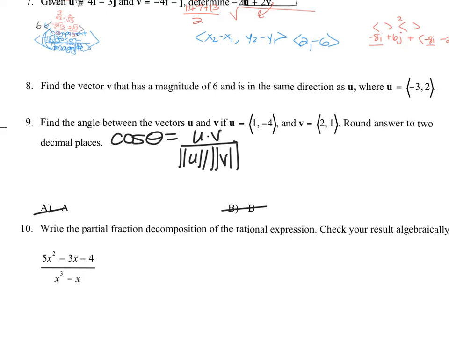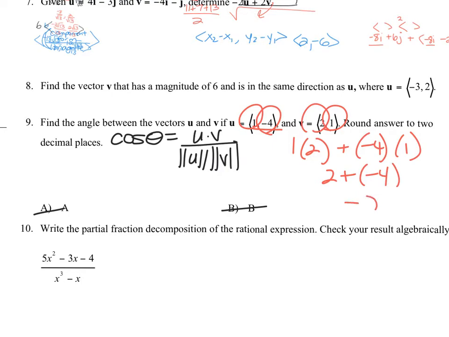So u is (1, -4). Do you remember what the dot product is? It's been a little while. First times first plus second times second. So it would be 1 times 2 plus negative 4 times 1. 2 plus a negative 4 is negative 2, and that would go in the top.